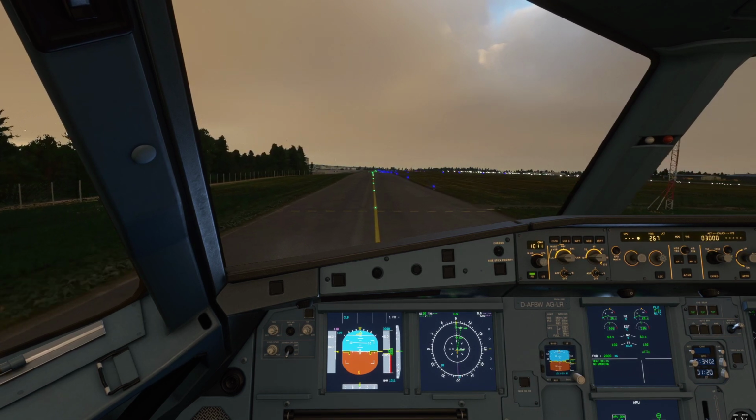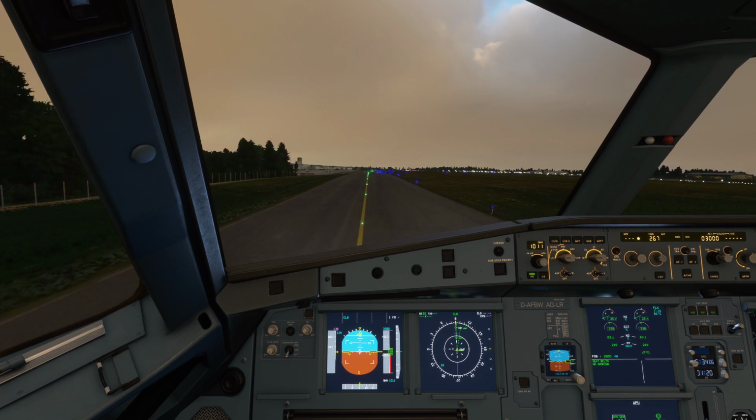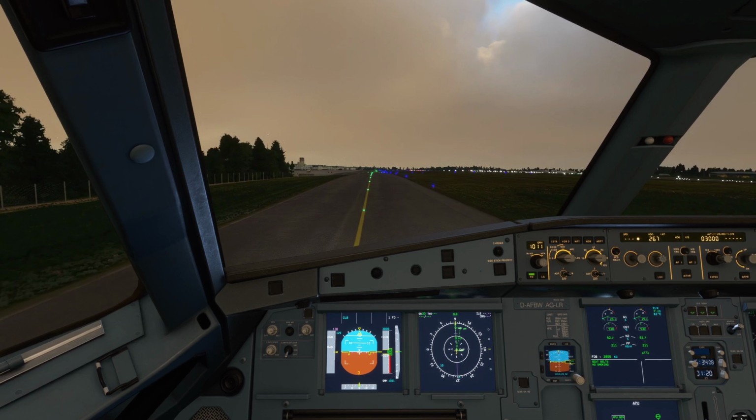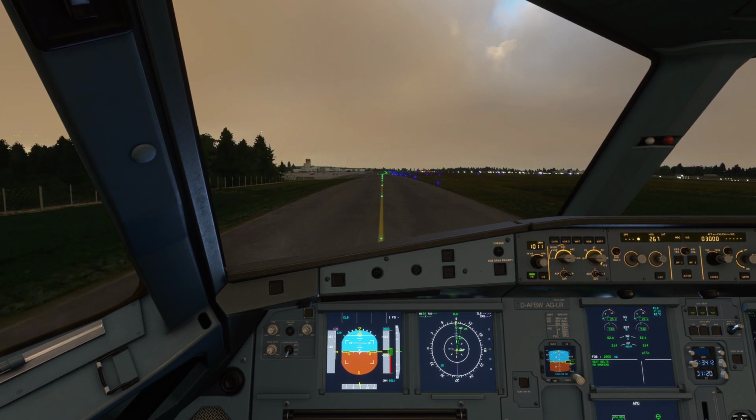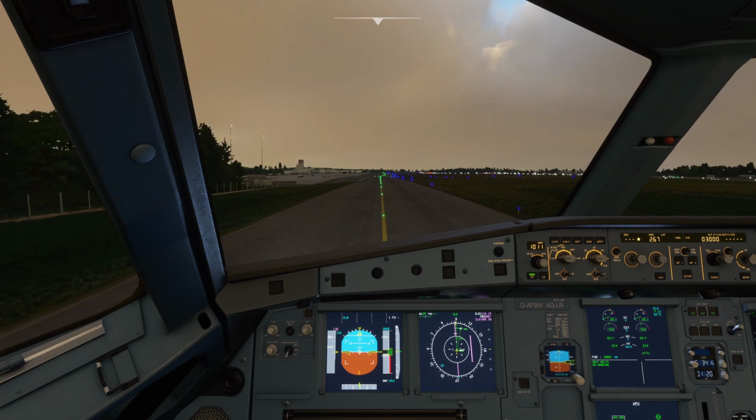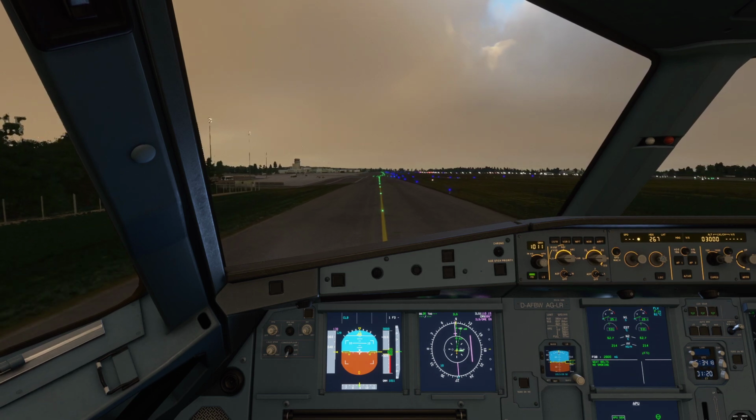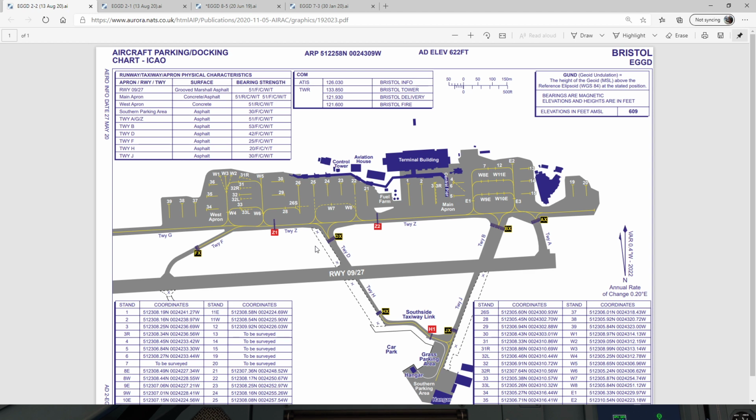For the charts, I was using chartfox.org. You can connect your VATSIM account to ChartFox, and basically it gives you free charts, which is really good. For ground now, as an example, we're using the ground taxiway charts, and we also use the ground parking docking charts as well here, so we can see every stand that we might have to use.